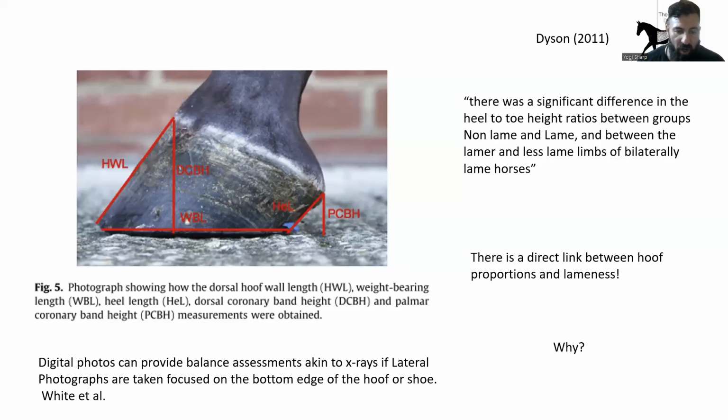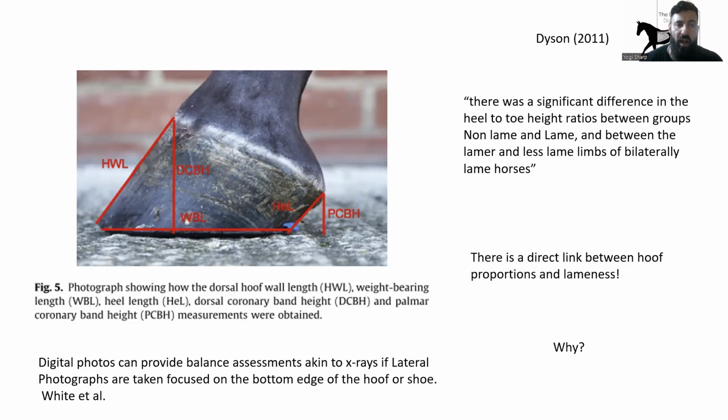What does that mean? If we look at this image, this is the toe height, the height of the toe from the hairline to the solar surface, and the height of the heel is from the hairline to the ground at the heel. The ratio between the heel height and the toe height is directly linked to lameness. The higher the heel height relative to toe height, the more likely your horse is to be lame. So we can see straight away that there is a link between hoof proportions and lameness, and therefore it's important to document and monitor that.